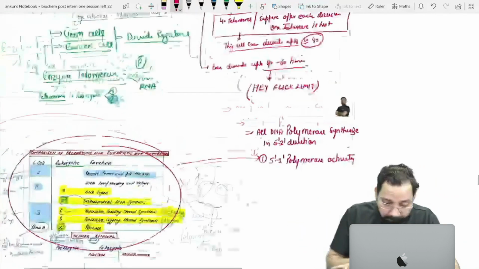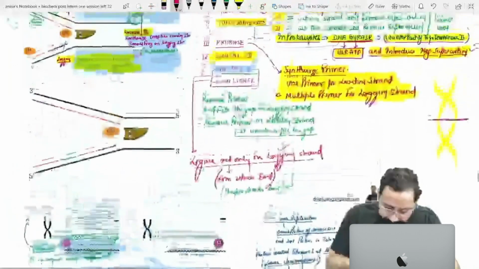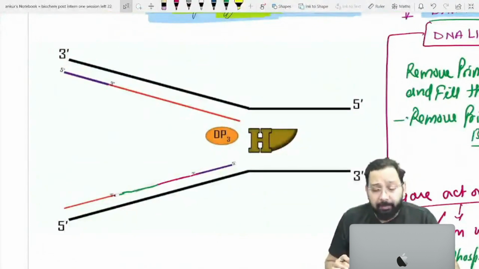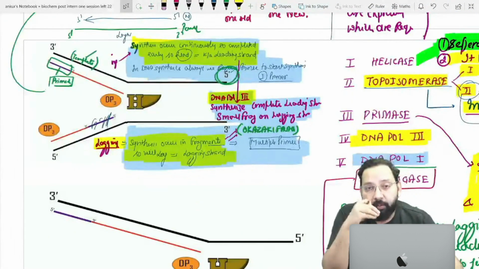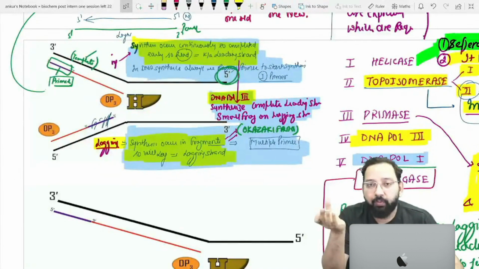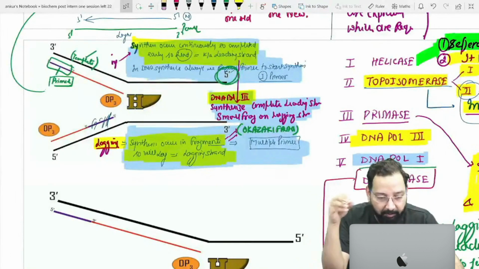Now, what is proofreading? Understand what is proofreading. Proofreading means, suppose I am doing any work. If I find anything wrong, then I will correct it. That is called proofreading. Let me explain in simple words.